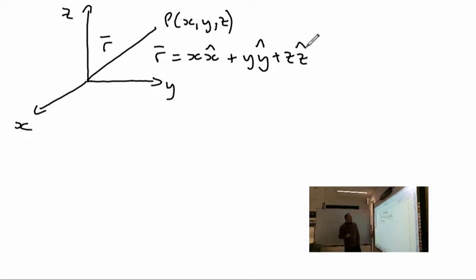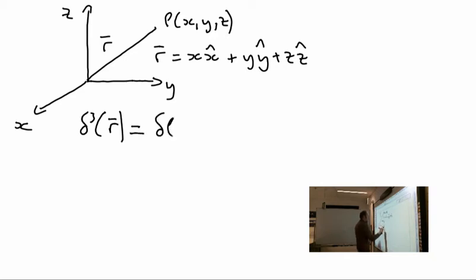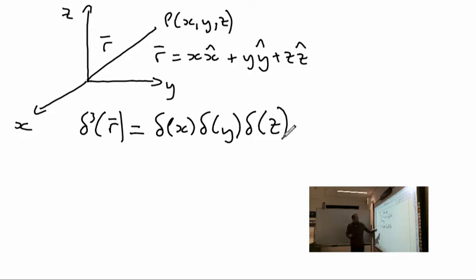Now for the three-dimensional delta function, we can write this down as delta of r, which will be equal to delta x, delta y, and delta z. Now this three-dimensional delta function is going to be 0 everywhere except for at the origin, where we have x is equal to y is equal to z, which is equal to 0. At the origin, it blows up.